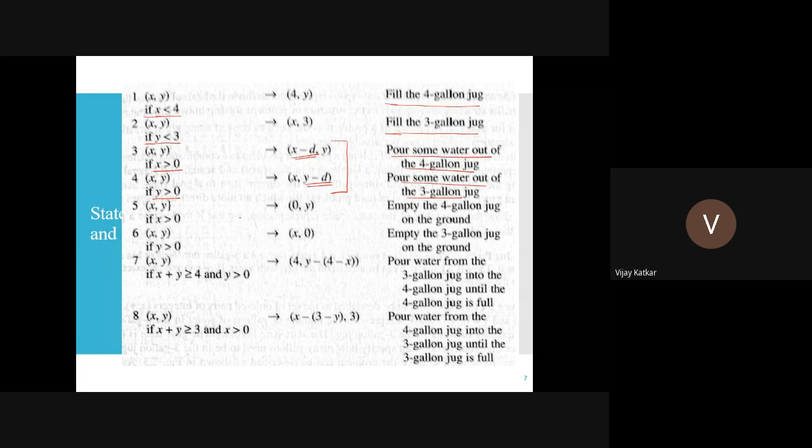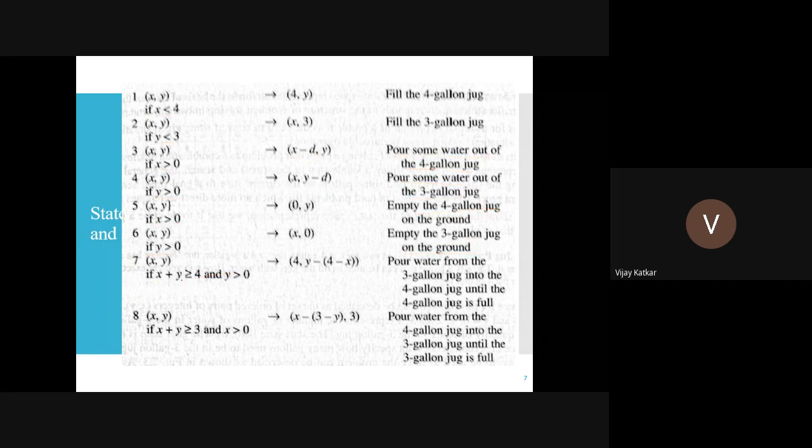Next, if there is some water in jug X, I can completely empty jug X. If there is some water in jug Y, I can completely empty jug Y. Then rule 7 says I can transfer some water from jug Y to jug X.